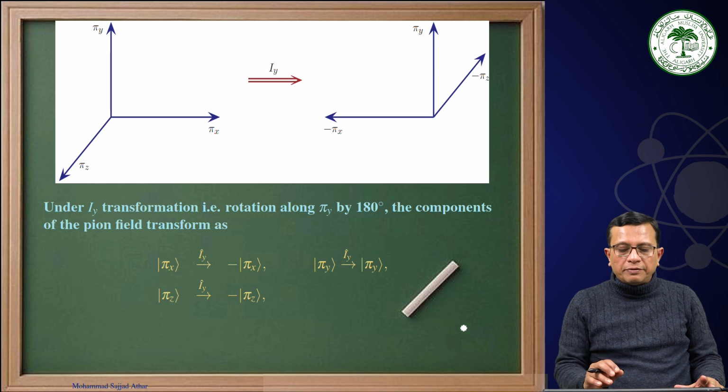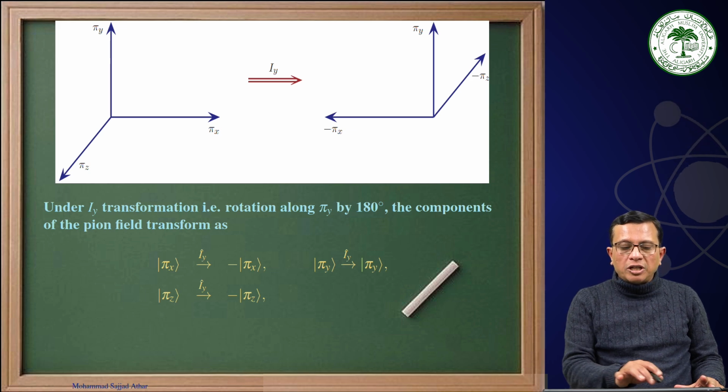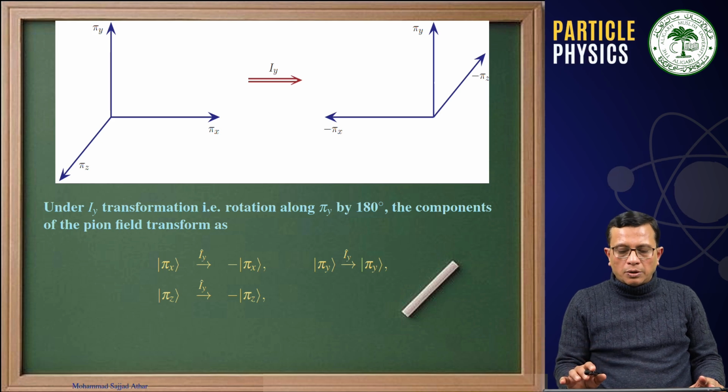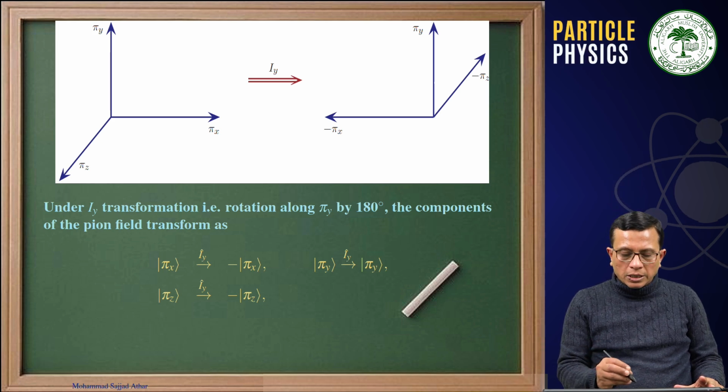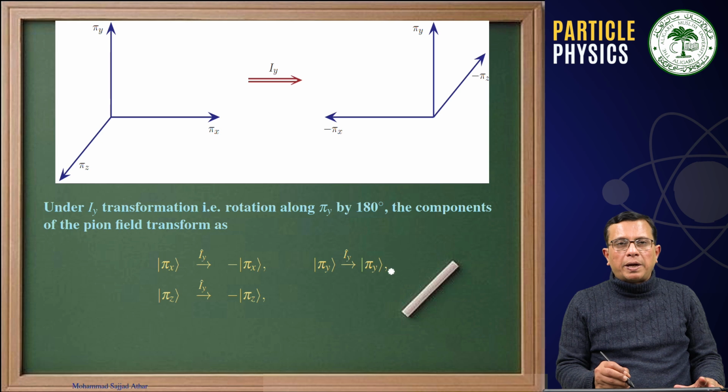Now when we are talking about the rotation in isotopic spin space along the y-axis by 180 degrees, what it will do is change pi x to minus pi x and pi z to minus pi z without changing pi y, because it is a rotation around the y-axis. Therefore this rotation will give us pi x to minus pi x, pi y will remain unchanged, and pi z will change to minus pi z.